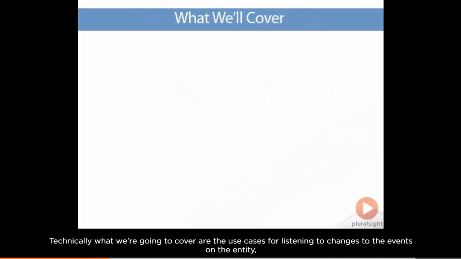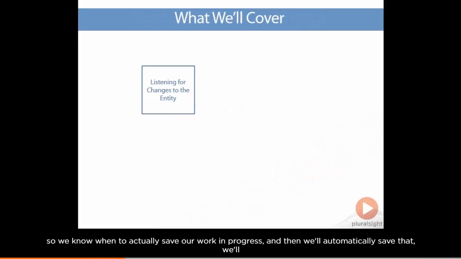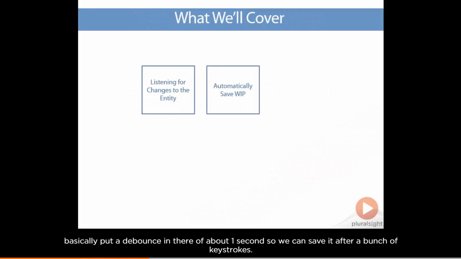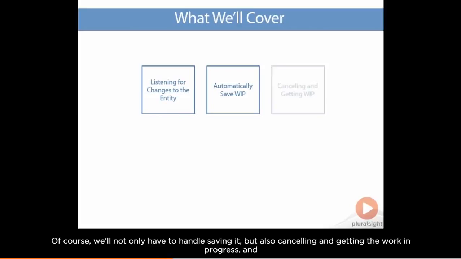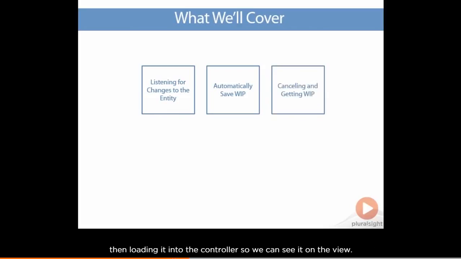So technically what we're going to cover are the use cases for listening to changes to the events on the entity, so we know when to actually save our work in progress. And then we'll automatically save that. We'll basically put a debounce in there of about 1 second so we can save it after a bunch of keystrokes. Of course, we'll not only have to handle saving it, but also canceling and getting the work in progress, and then loading it into the controller so we can see it on the view.